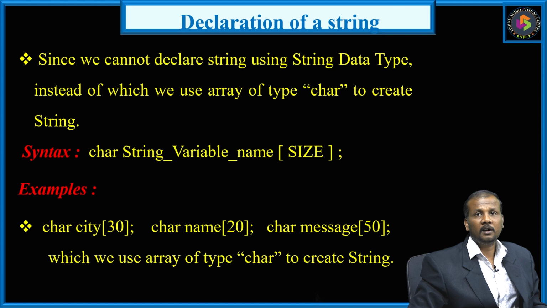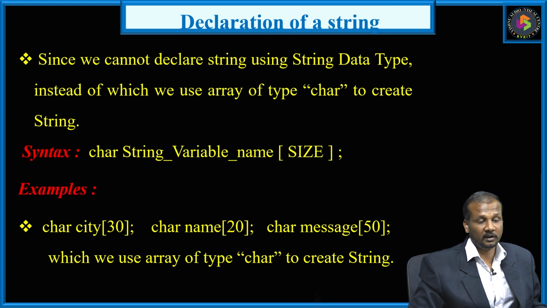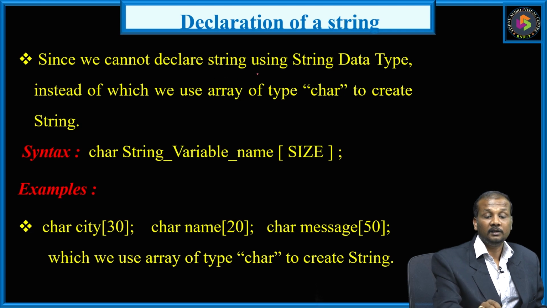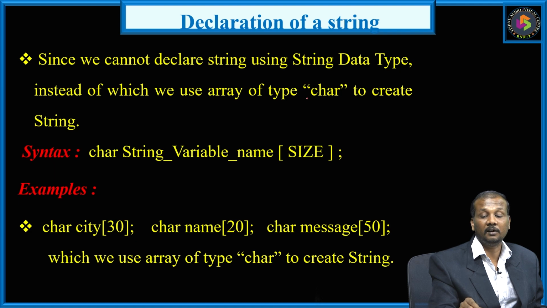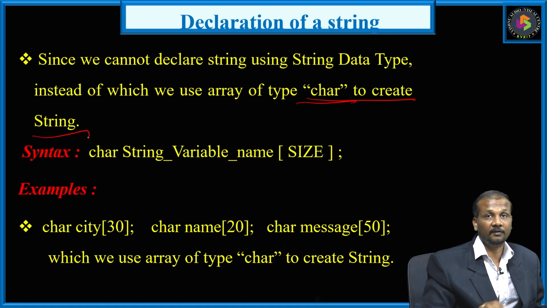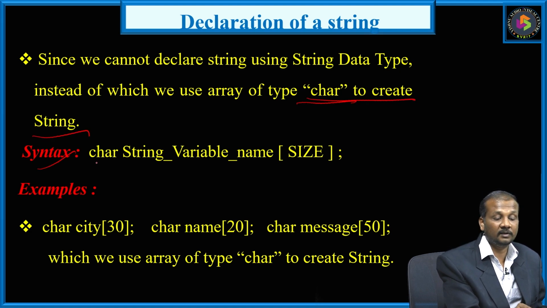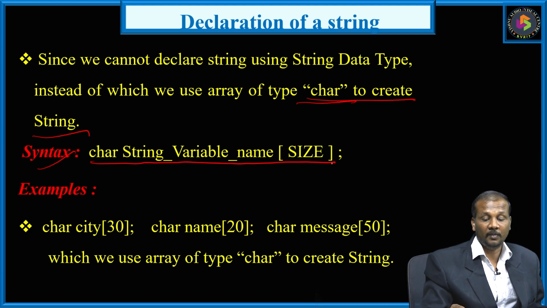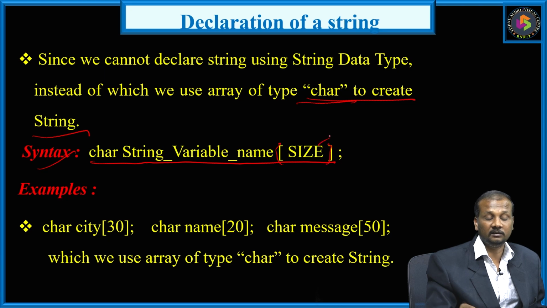Next, how to declare a string? This is called declaration of a string. How to declare strings? We cannot declare strings using a string data type. Instead we use an array of type char. Every string is a char array. What is the syntax? char, string variable name, and size. It is compulsory to declare the size of the string.